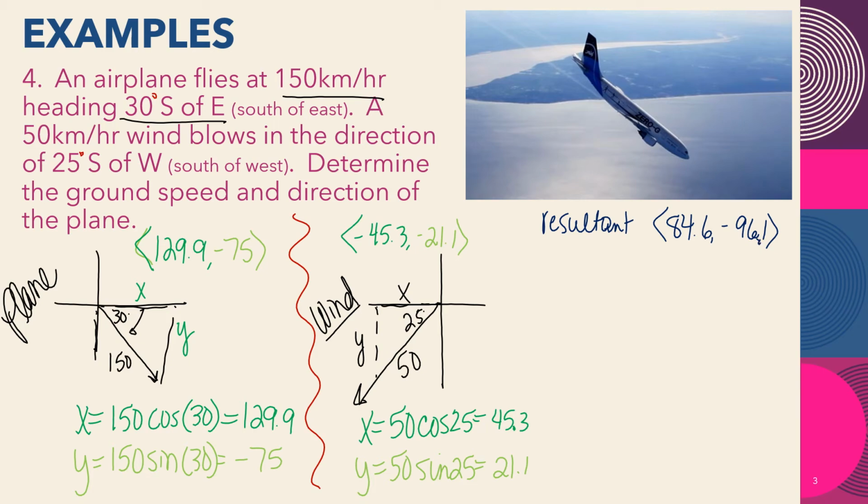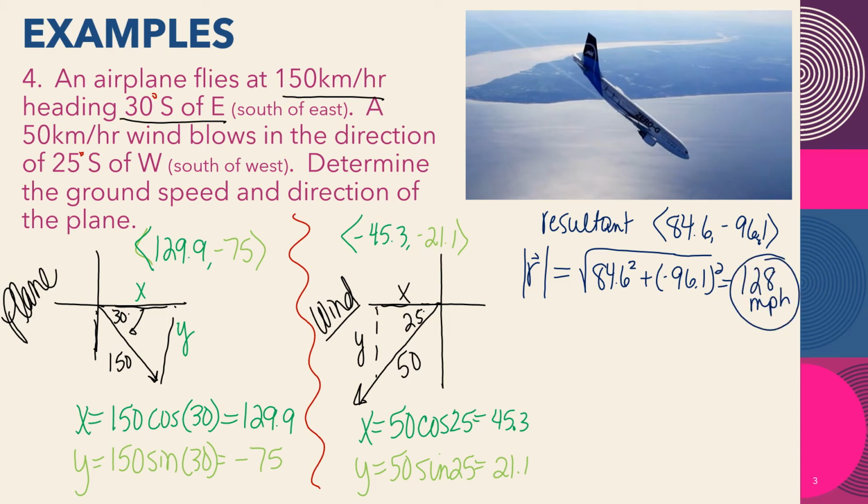Okay, there we go. Because those are both negative, when I add them and determine the magnitude of the resultant, that's going to give me the speed of the plane. So the square root of 84.6 squared plus negative 96.1 squared. So we're going to determine that this has a speed of 128 miles per hour.